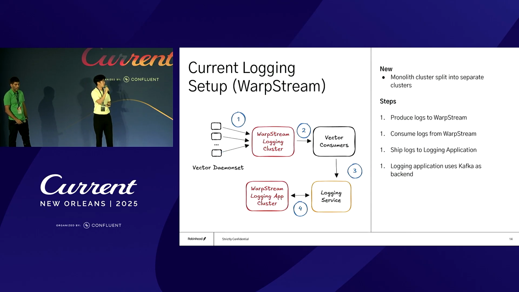All right, so this is how our logging setup looks now. The logs get shipped to the WarpStream logging cluster, then consumed by Vector and shipped off to the logging service, and then the logging service is using its own WarpStream cluster for itself.